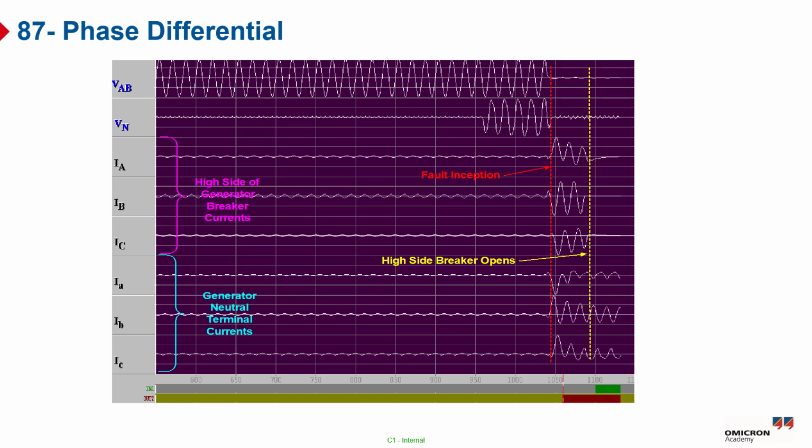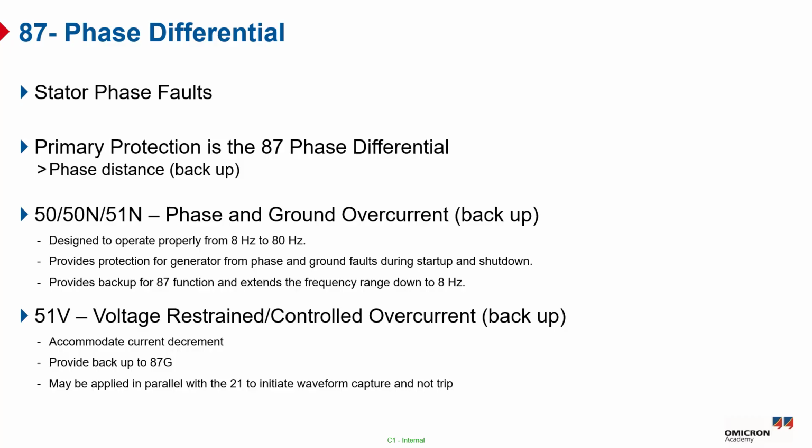current is still flowing. In generator protection, the main defense against stator phase fault is the 87 phase differential protection, which quickly detects internal faults. As a backup, we use other elements like the phase and ground overcurrent protection, the 50, 50N, and 51N functions, which operate over a wide range of frequency from 8 up to 80 Hz, and this allows them to protect the generator even during startup and shutdown when frequency is low.